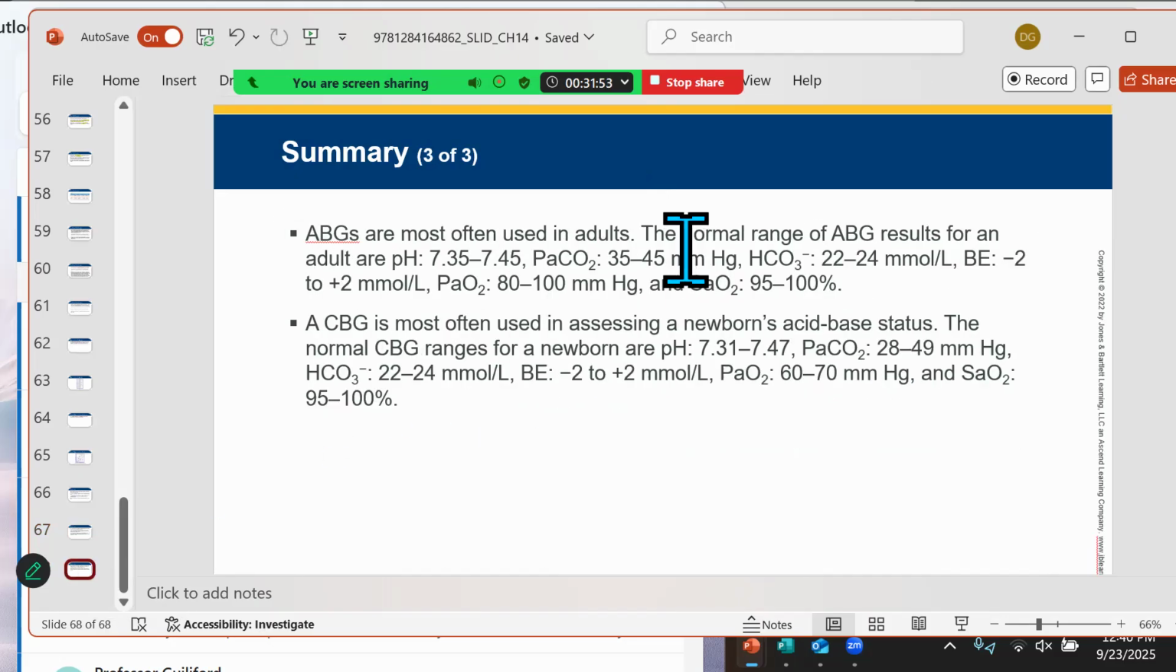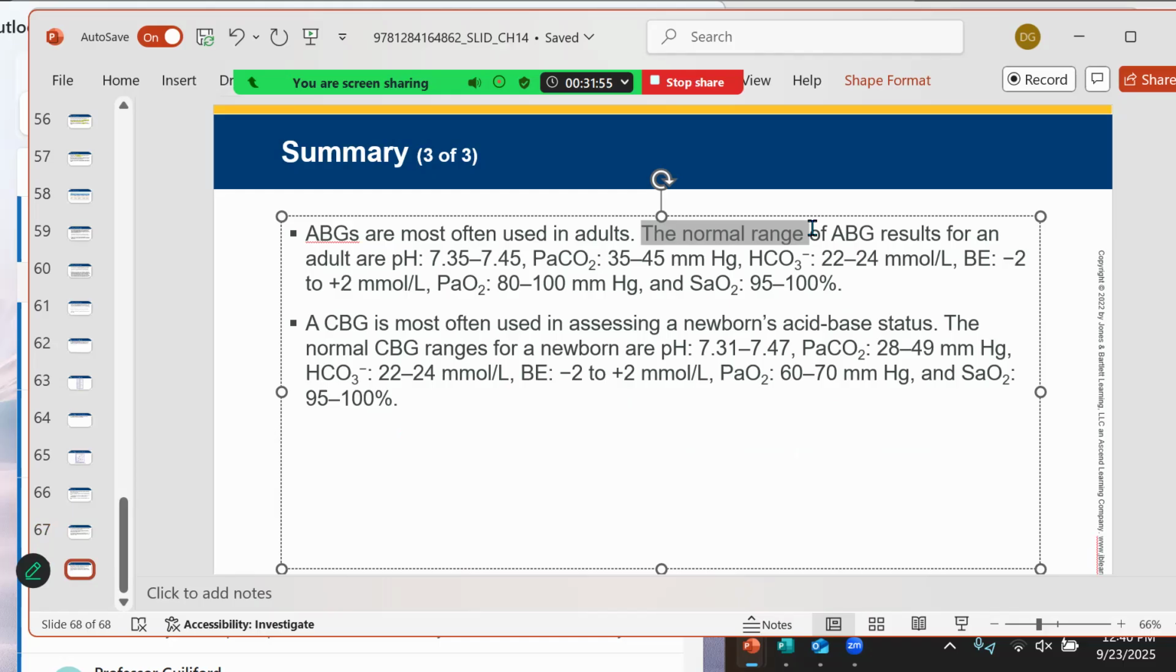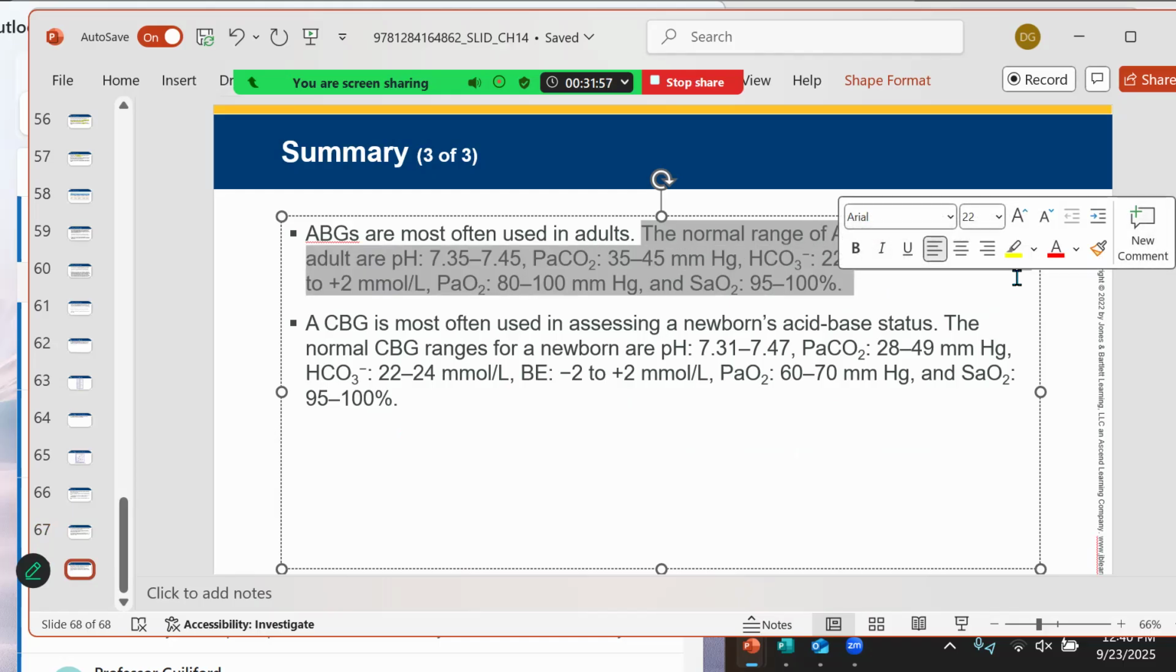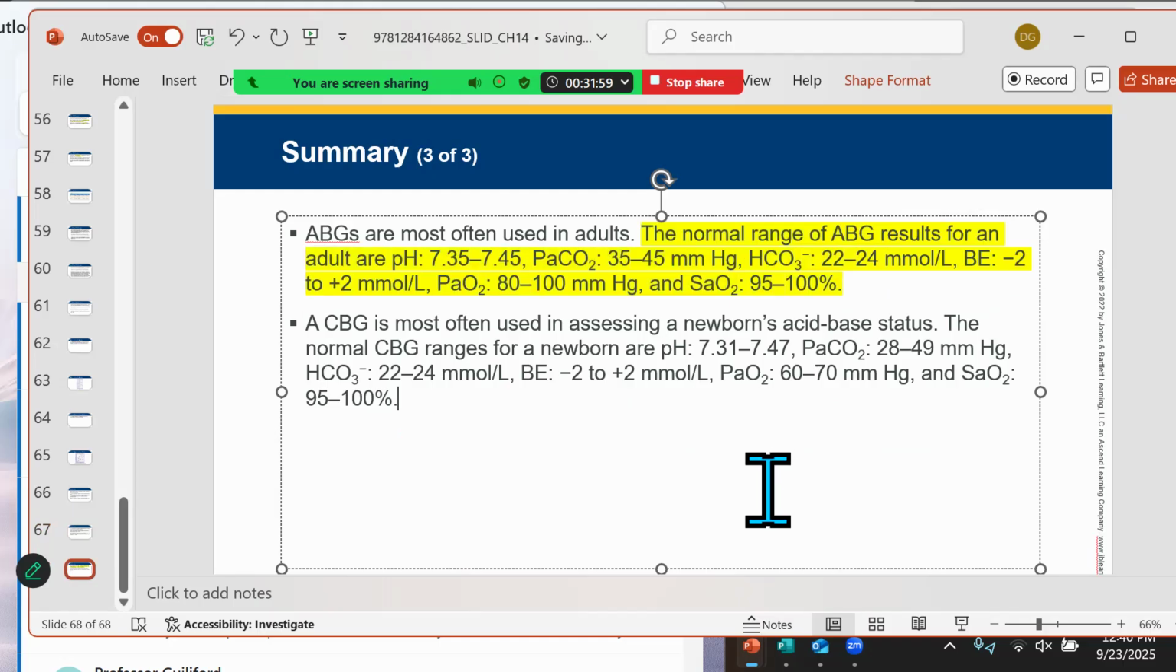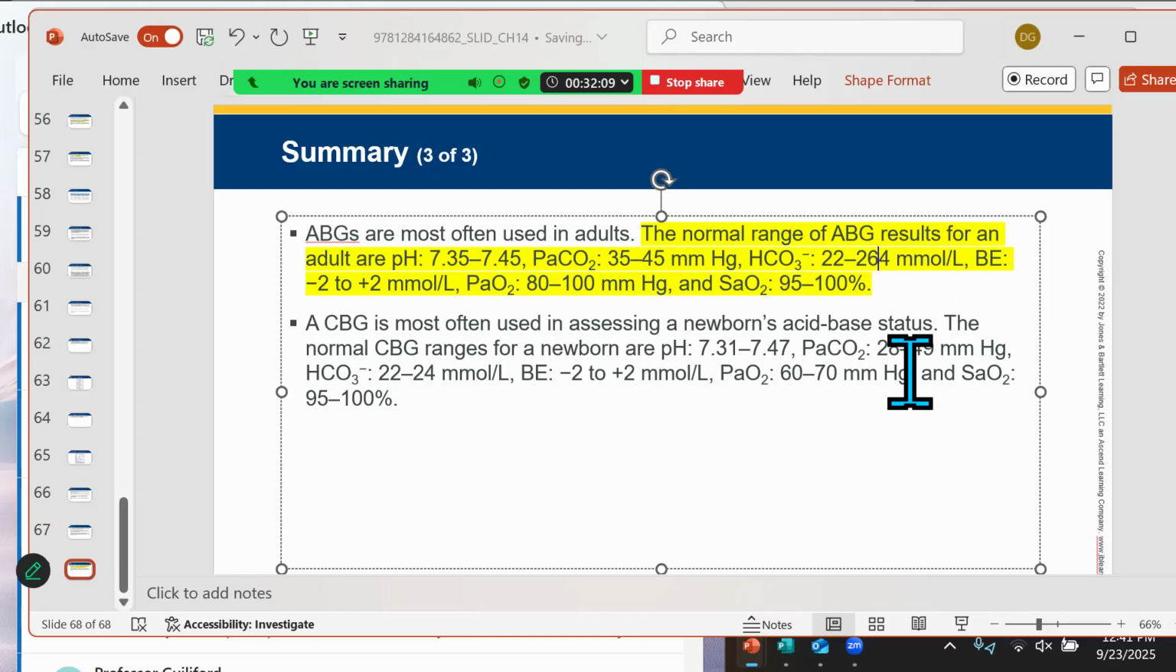Here are the normal ranges, which we've actually shown you several times now. pH 7.35 to 7.45, CO2 35 to 45. That's handy that it's so similar to the pH. Bicarb 22 to 26. That 24 is just wrong. It's 22 to 26, so I'll fix that there. Base excess -2 to +2. Oxygen 80 to 100, and saturation 95 to 100.